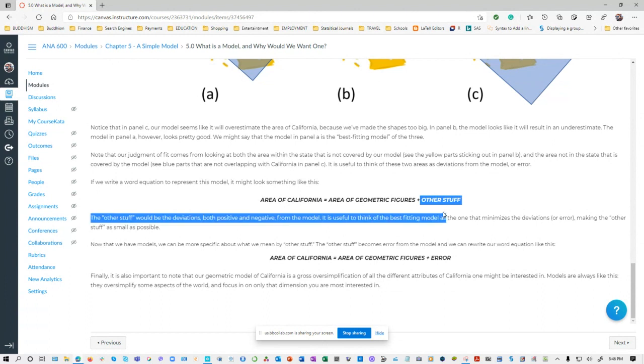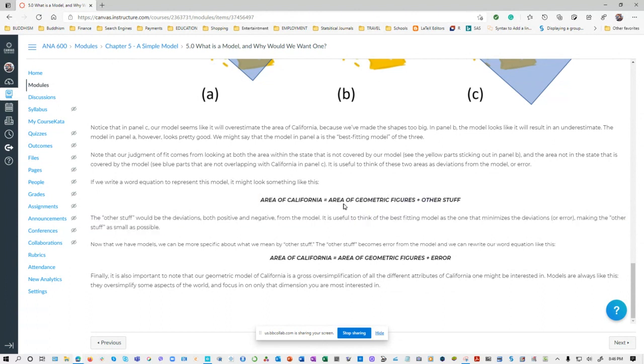It goes like that, okay? So area of California equals the area of the geometric shape plus the error incurred. See, this is the model.